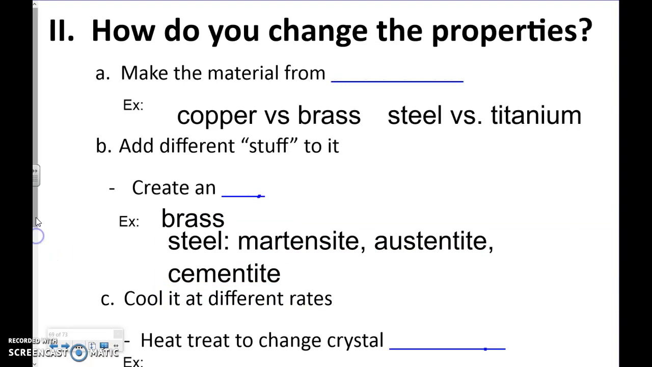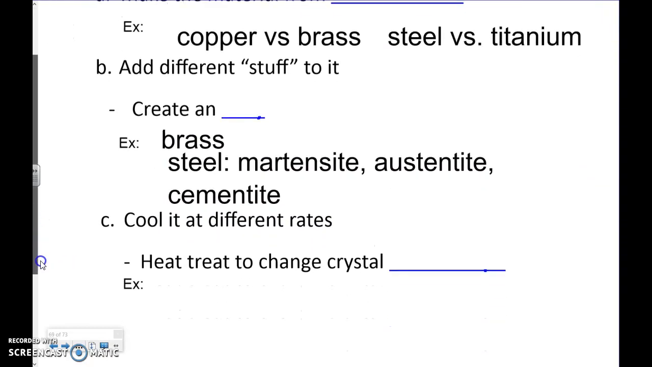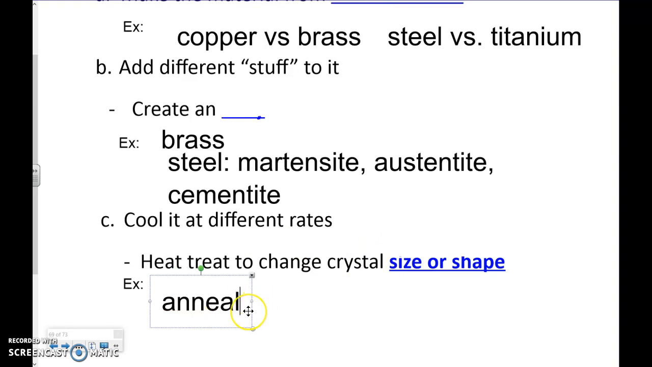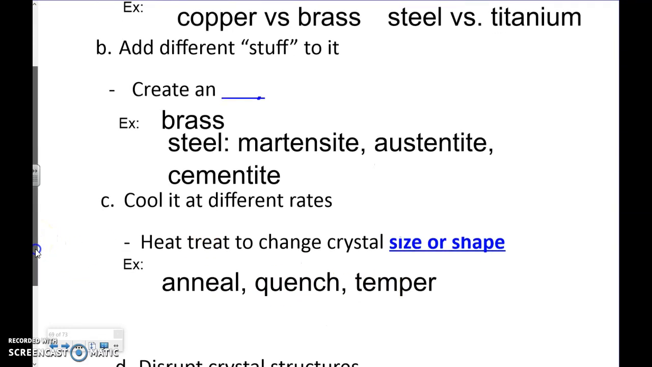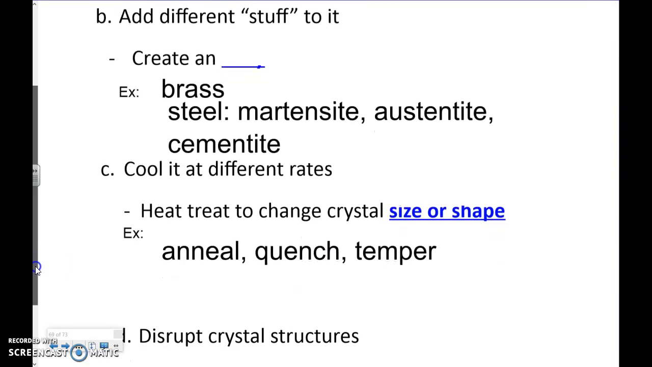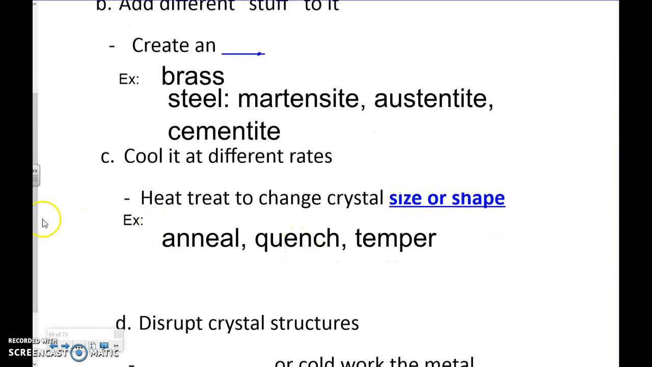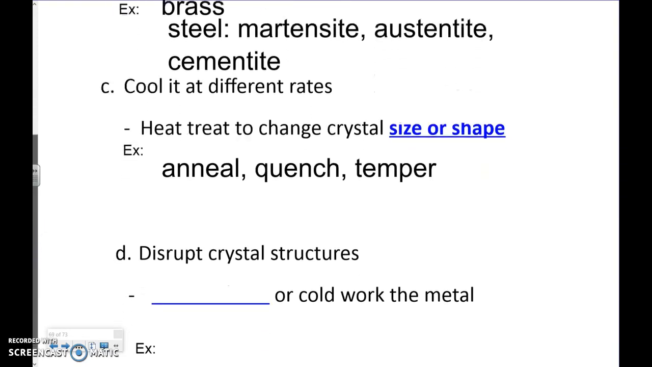One we are very familiar with: how do you change a property? Why do we change properties? Well, we can heat treat. Change our size or shape. So we can anneal, quench, or temper. And we've learned how those things give different properties. Annealing makes metal softer, quenching makes it harder but brittle, tempering takes some of that brittleness out of the quenched steel. Depending on what we quench in or temper in, again, will change our properties.